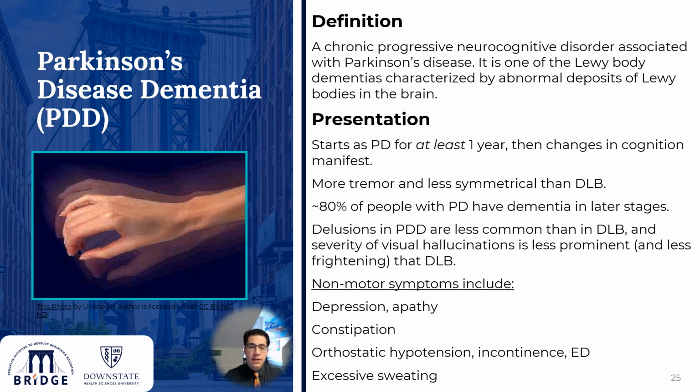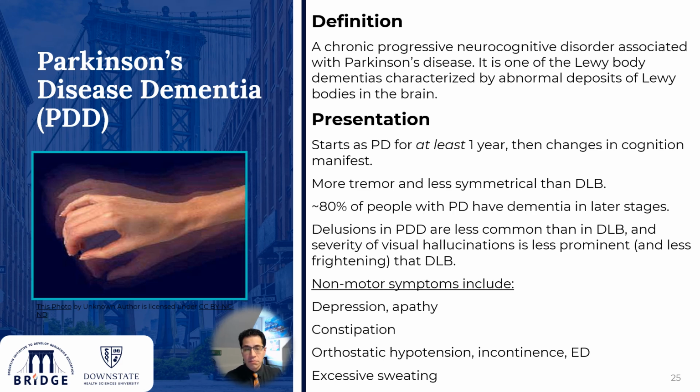Next is the other brother of the same family, Parkinson's disease dementia, which is a chronic progressive neurocognitive disorder that is associated primarily with Parkinson's disease. So it usually starts with Parkinson's disease for at least 1 year, and then changes in cognition start to manifest. Usually it presents with more tremor, and it's less symmetrical than dementia with Lewy body.